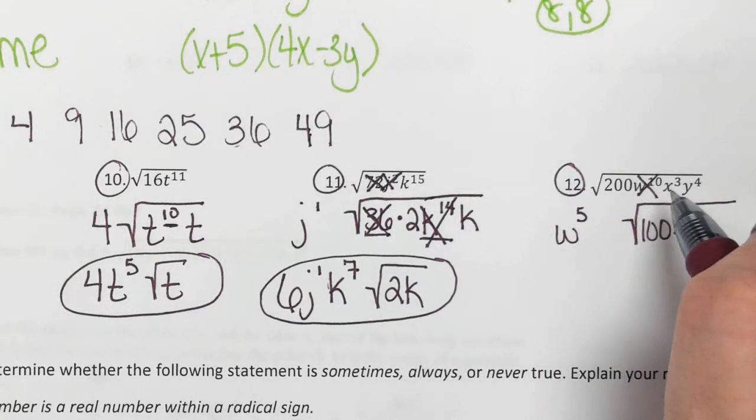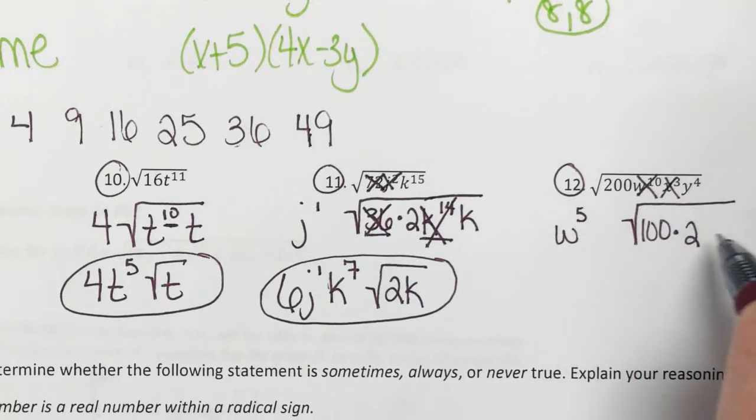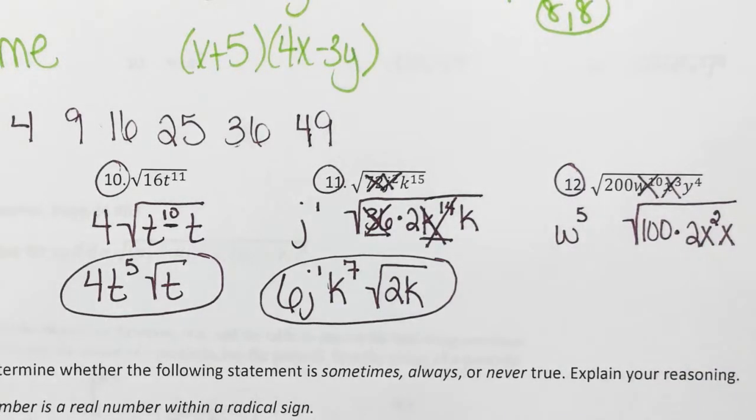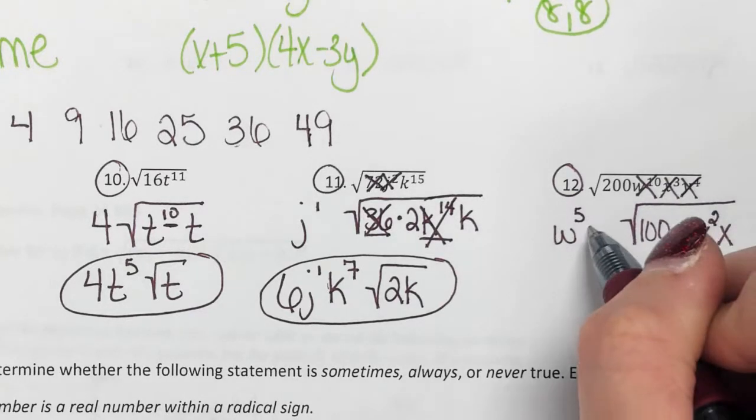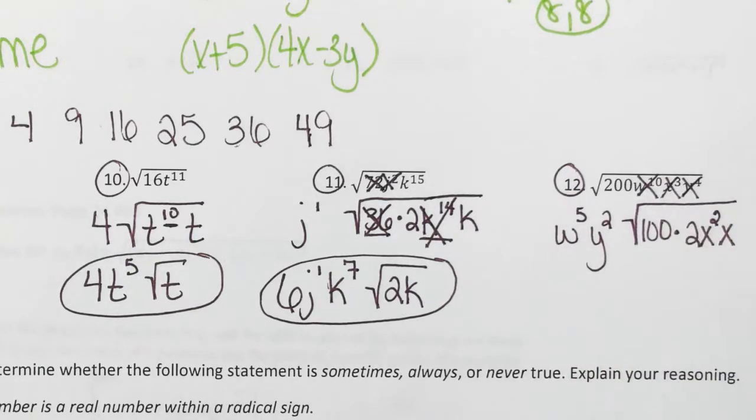All right, what about X to the 3rd? Can I divide 3 by 2? Nope, so you got to break him up. What's the even number under 3? 2, and then one more, makes 3. All right, what about Y to the 4? What's he get to come out as? Y to the 2. There you go.